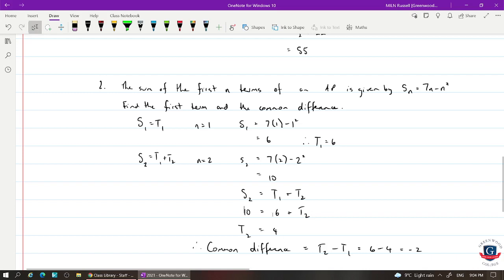4 plus 6 will give us 10. Now, once we know that, we can subtract the two values. T2 is 4 and T1 is 6. If we subtract them, we'll find the common difference. 4 minus 6 gives us minus 2, as expected.